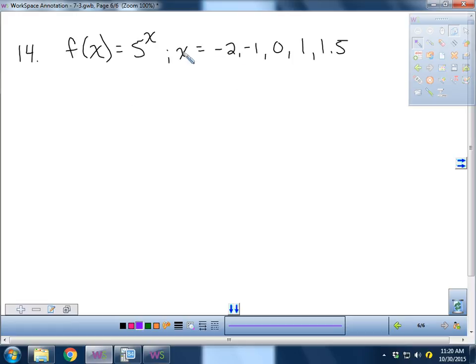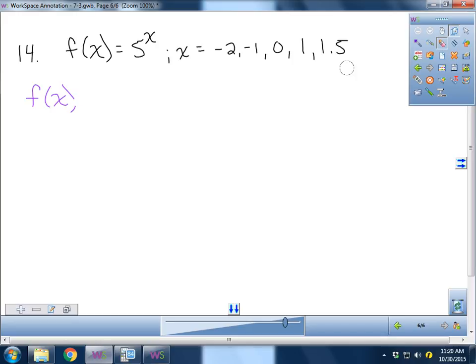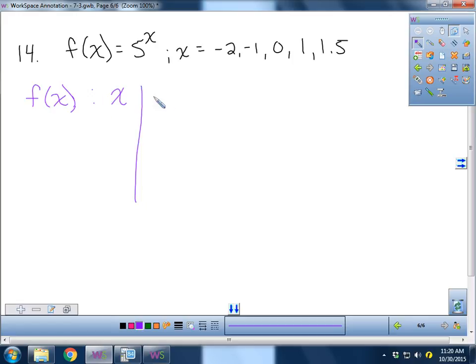If you will notice, I've already given you x values that I want you to use. So let's start with just our original function here, and we're going to make an xy table. These are all the x values that I want to use: -2, -1, 0, 1, and 1.5. So in this case, you don't have to pick your own. I'm picking them for you.